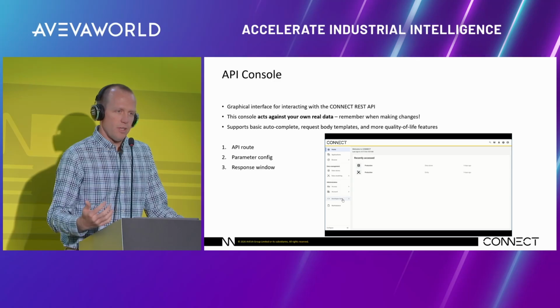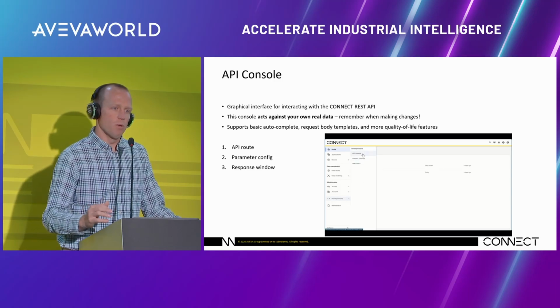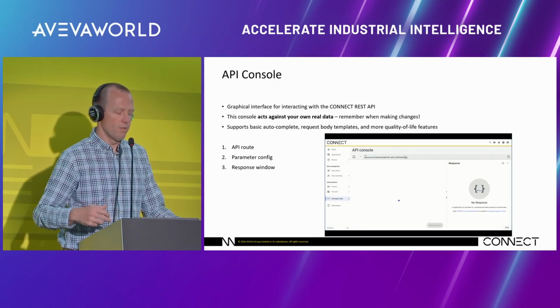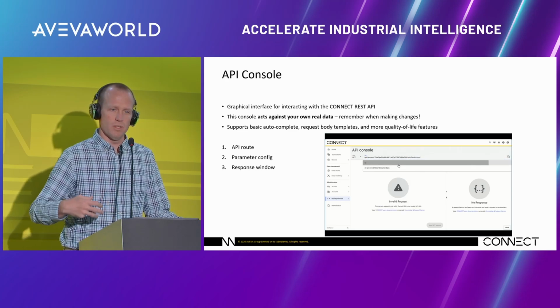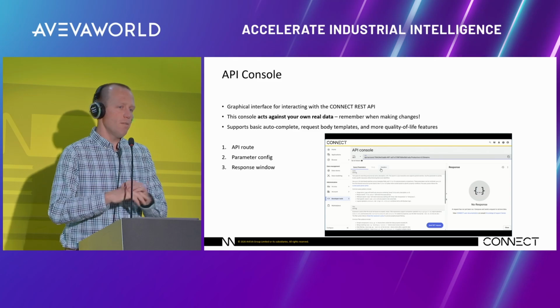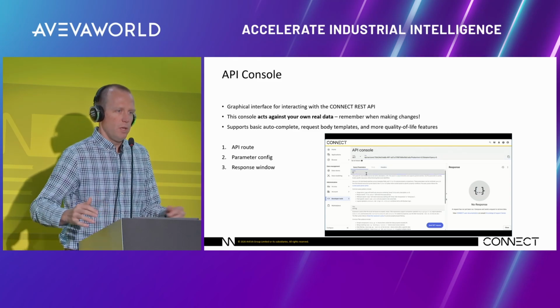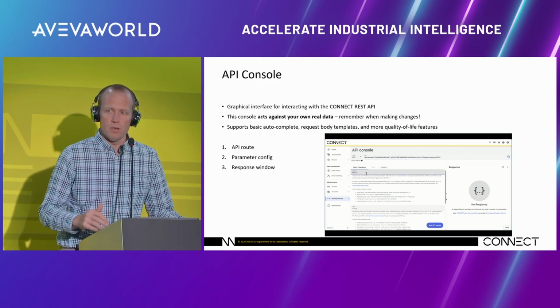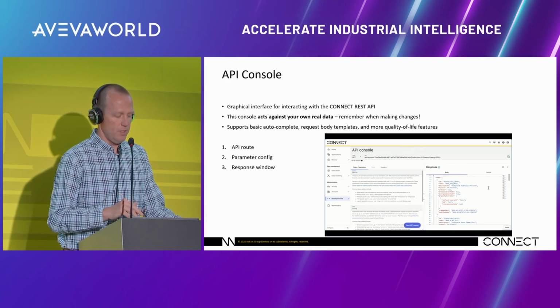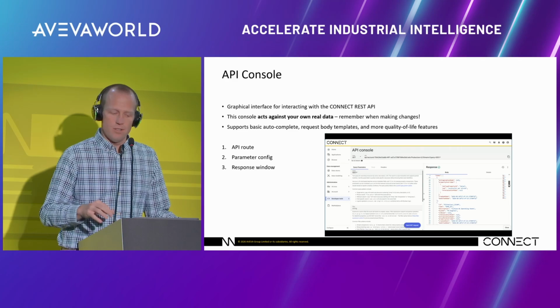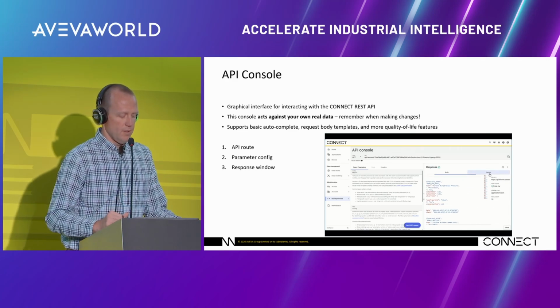So inside of Connect, there's a couple of things that are built to help you with your development efforts. One of these is the API console. This is a graphical interface to basically expose what the Connect REST API is. Everything you see in the Connect portal is basically calling into our public REST API. The API console allows you to interact with it against your own data inside your own account.